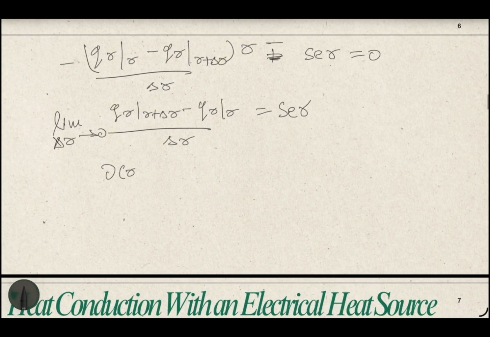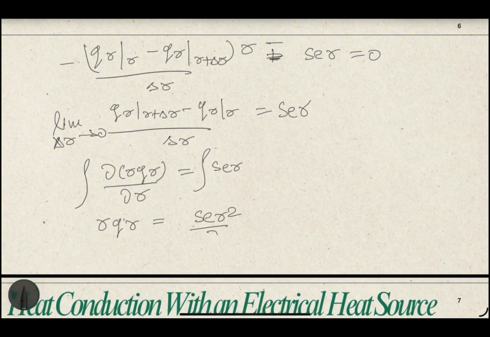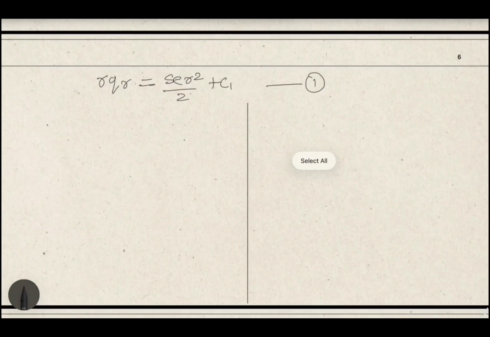This is d(rQ_r) upon dr equal to S_E r. Now we will integrate it indefinitely, so there will be some integration constant. So this would be rQ_r equal to S_E r squared by 2 plus C1. So this is our equation 1. We can divide the whole equation by r, so Q_r equals S_E r by 2 plus C1 by r.